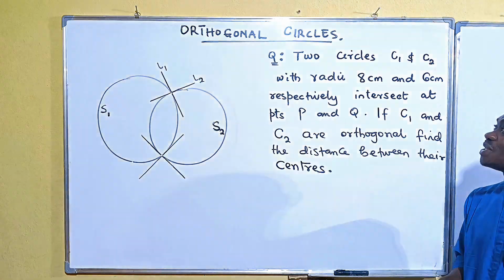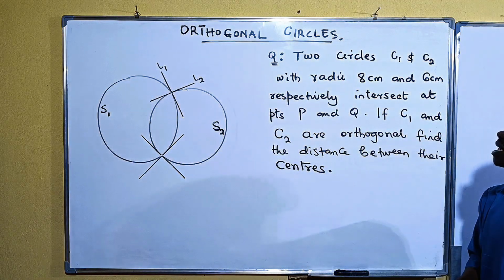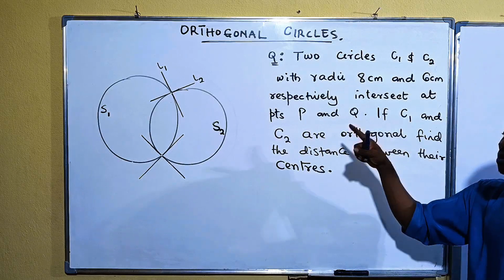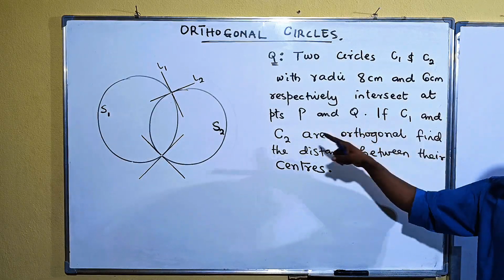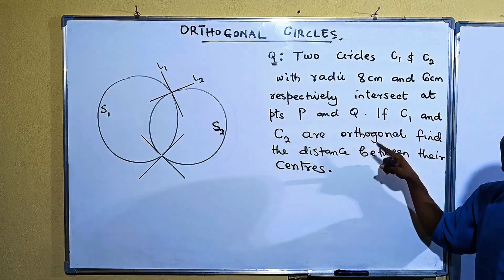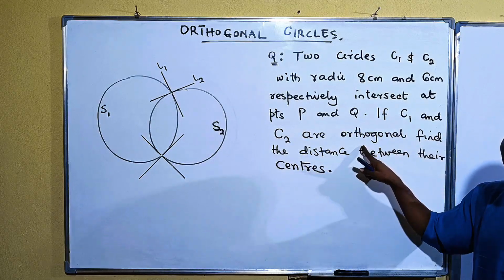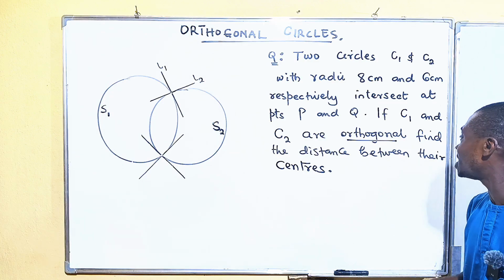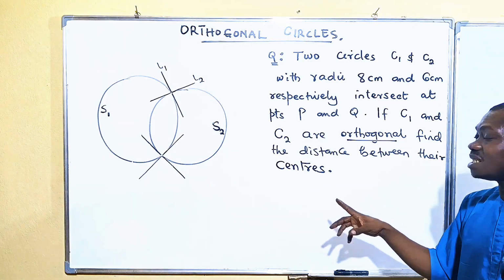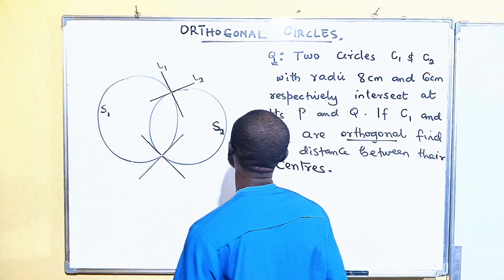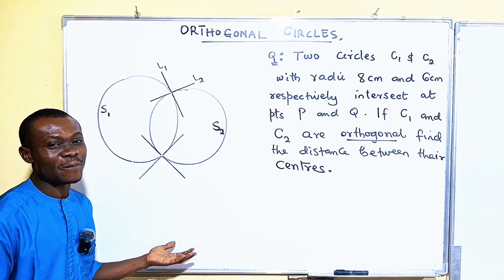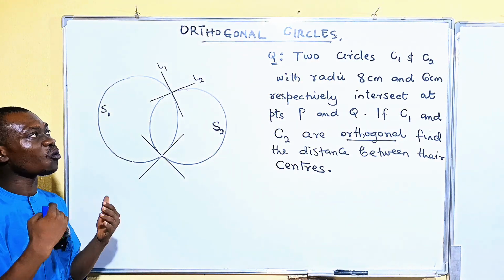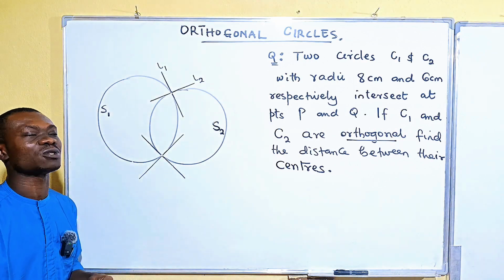And here we have a question. It says two circles C1 and C2 with radii 8 cm and 6 cm respectively intersect at points P and Q. If C1 and C2 are orthogonal, you can immediately see that concept here. Find the distance between their centers. Okay, so what are we expected to do? Now you've got to know what it means for two circles to be orthogonal.